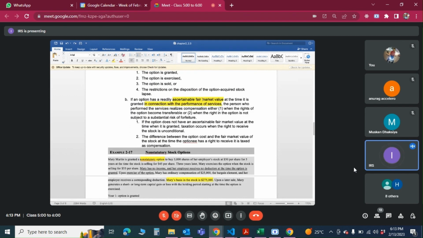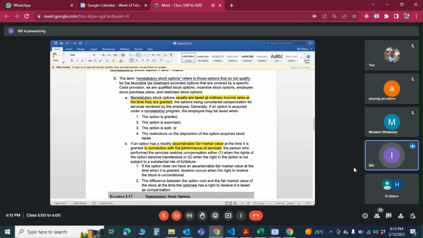But then we have to ascertain the fair market value at the time it is granted in connection with the performance of services. Because the stock options are given only if you're performing services. Without performing services, an outsider cannot come and say, hey, give me some stock options, I'm ready to pay you money. It's meant only for employees, vendors, advisors, or people who are giving some kind of service to the company. So there has to be a performance of some service.